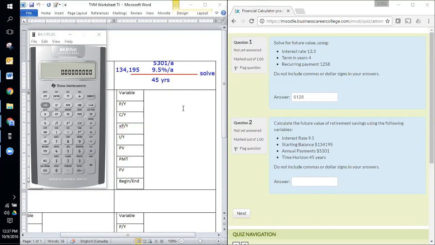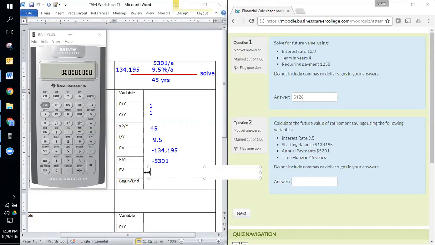So once we're all laid out that way, we can go to our worksheet down below. PY and CY are both going to be 1. We're having 1 payment per year and 1 compounding period per year. My N times PY is going to be 45. Interest rate, it's 9.5. Present value will be negative 134,195. My payment will be negative 5,301. Again, those amounts are both going out of my pocket. They both have to be negative.